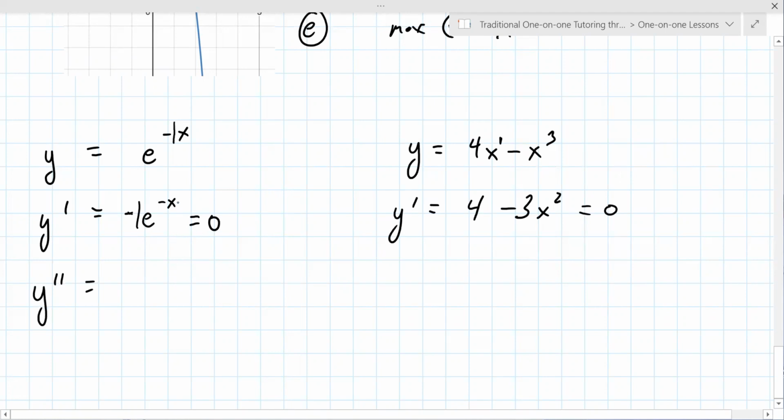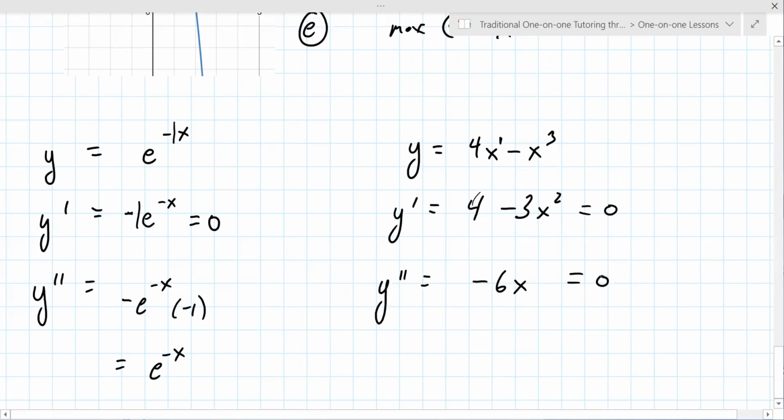So on the left here, it's still just e to the minus x, but there's a negative out in front. So it's itself times -1, so it ends up just being e to the minus x. Oh, I'm sorry, I said e to the x, but it's e to the minus x. And then y double prime here, the derivative of 4 is 0, so this is minus 6x.